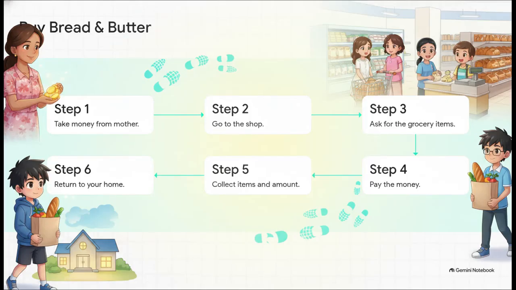Let's look at how we turn that grocery store trip into a proper algorithm. Step 1. Take money from your mother. Step 2. Go to the shop. Step 3. Ask for the grocery items. Step 4. Pay the money. Step 5. Collect your items and the remaining amount, if there's change. And finally, Step 6. Return to your home.